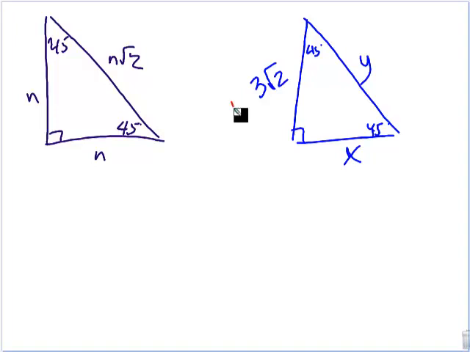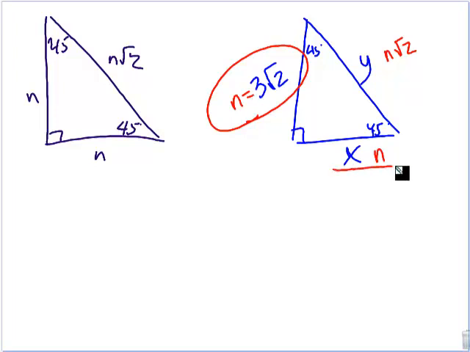Label. So I'm going to label this side as n, that side is n, that side is n square root of 2. Okay, which side did we actually have the number for? This one. So that's our equation. n equals 3 square root of 2. So what other side has our n labeled? Right here. So if n equals 3 square root of 2, what does x have to equal? Yep, 3 square root of 2.